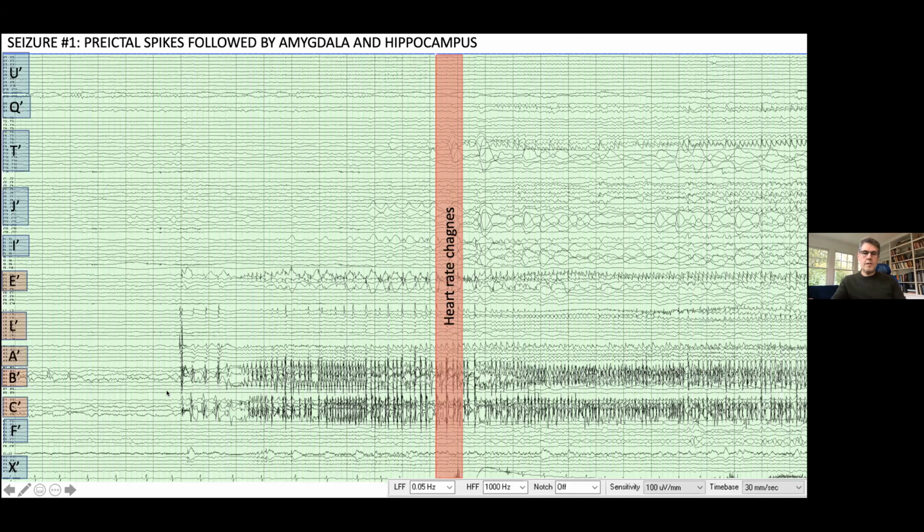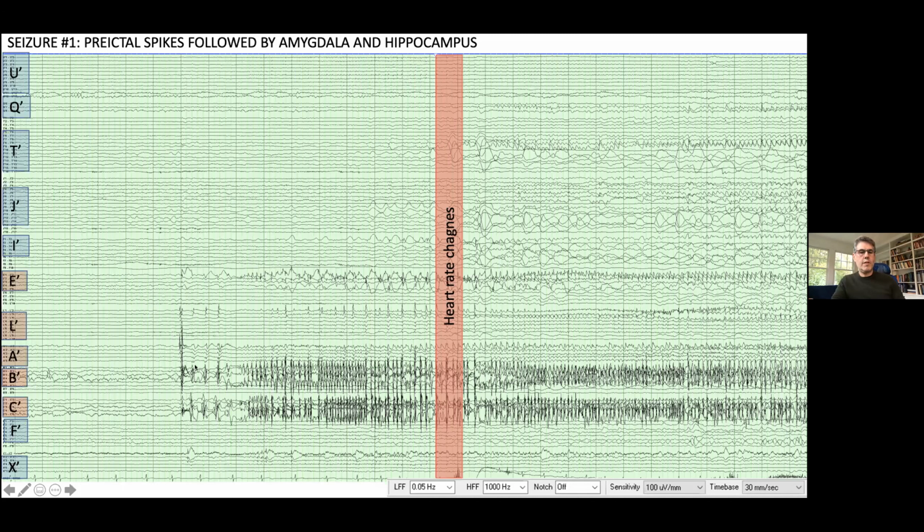Very good. This is the recording of the interictal activity. The patient was asymptomatic. We see the evolution of the interictal spikes transforming into ictal activity. The patient had an arrest of movement. When this activity in the L and A prime evolved, the patient developed anxiety feelings.